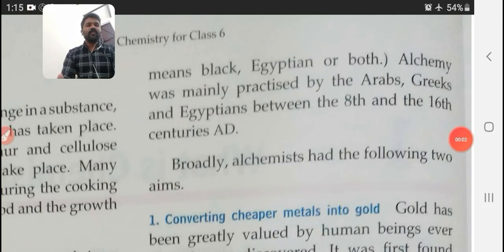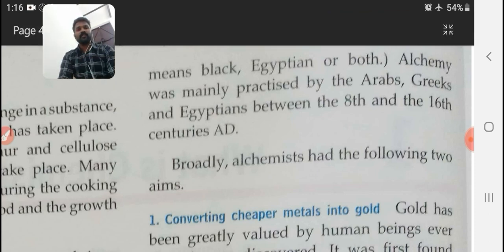In the Egyptian language, chemi means black. Alchemy was mainly practiced by Arabs, Greeks and Egyptians between the 8th and the 16th centuries AD. Alchemists had two aims. The first one is converting cheaper metals into gold. The second point is the elixir of life. These two points we will discuss in tomorrow's session.